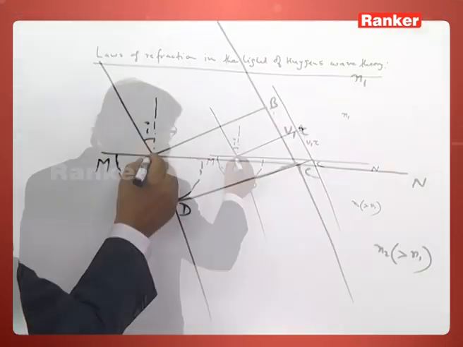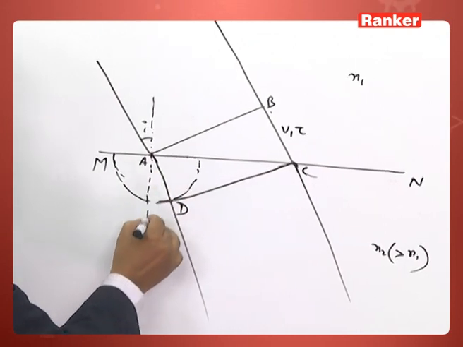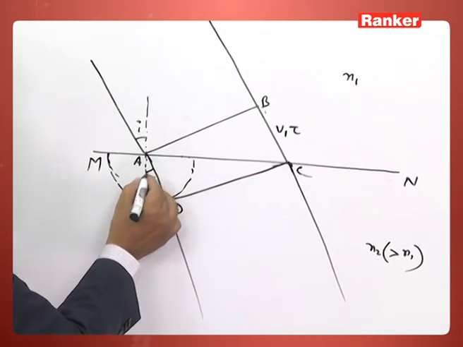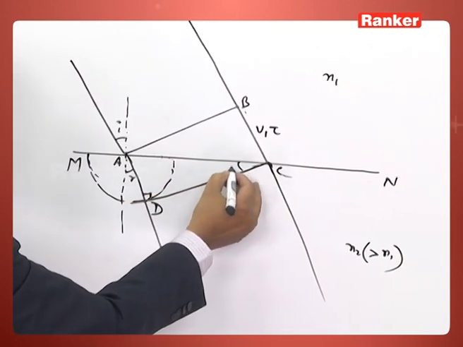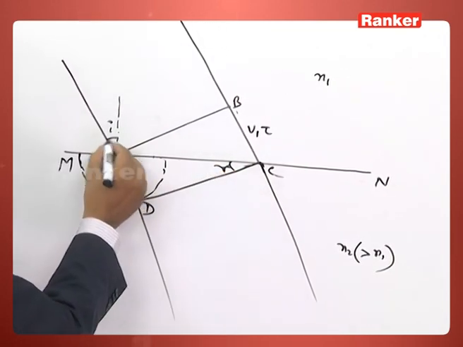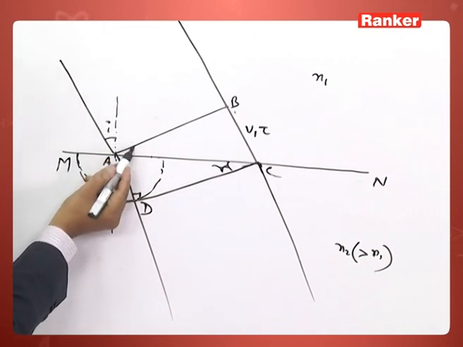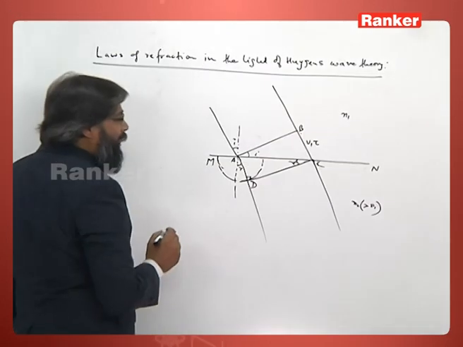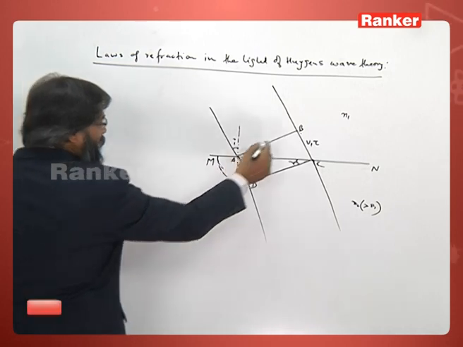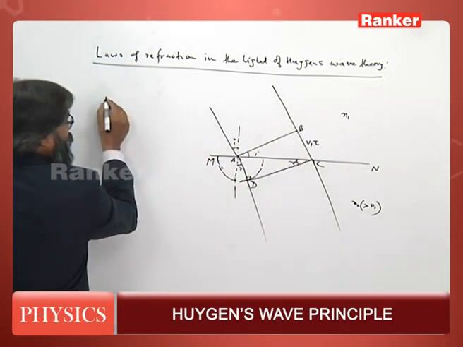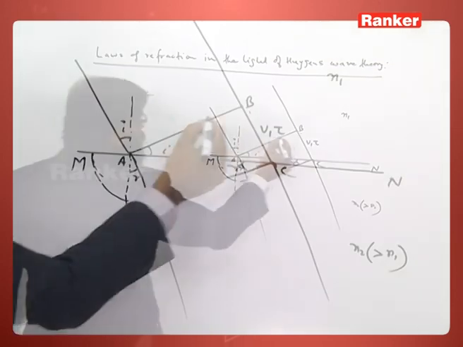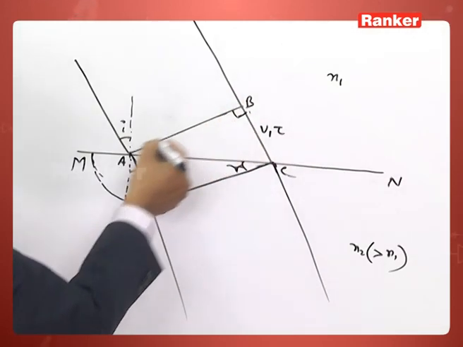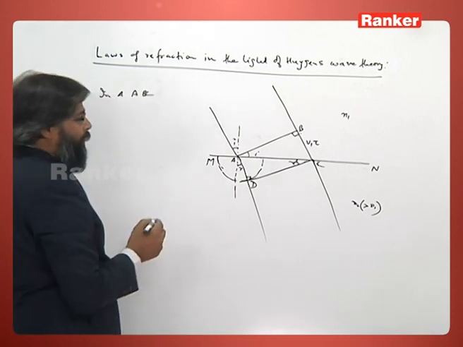Now this is the normal here, and this is R. If this is R, this is 90 minus R, and this is 90 degrees. So this is R, this is R. This is I, this is 90 minus I, so this becomes I. So let us see these two triangles. In triangle ABC, this is 90 degrees. The ray is always perpendicular to the wavefront.